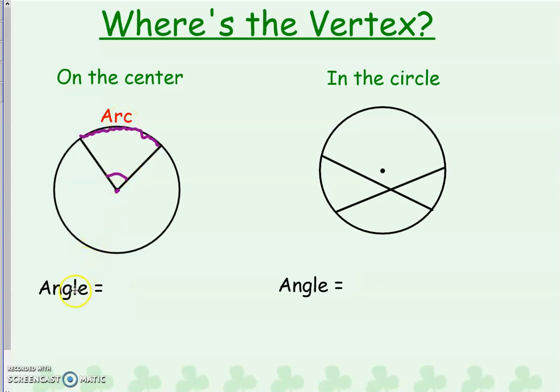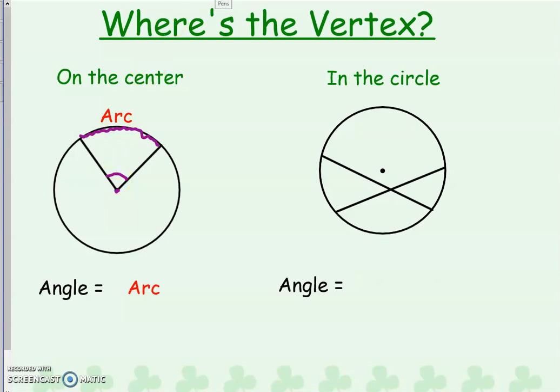And we've learned that we define the angle as being the exact same as the arc. So if this angle was 70 degrees, this arc is 70 degrees. And you can work backwards. If this arc was 70 degrees, this angle would be 70.